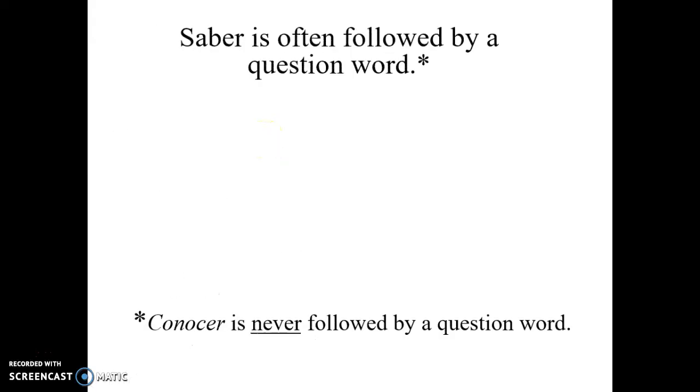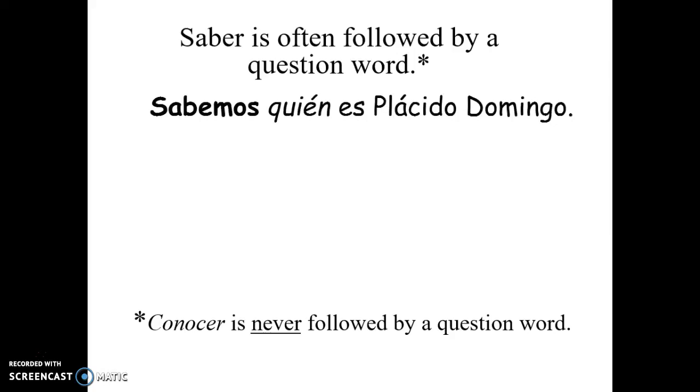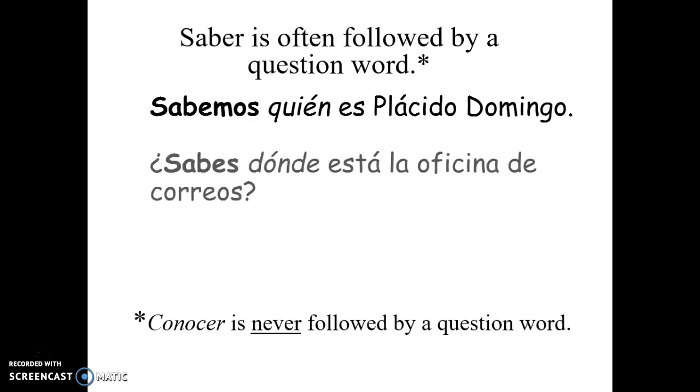Okay? Also, just a quick note, saber is often followed by a question word. Conocer is never followed by a question word. So for example, sabemos quién es Plácido Domingo. So we know who Plácido Domingo is. We may not personally know him, but we know who he is. ¿Sabes dónde está la oficina de correos? Do you know where the post office is?